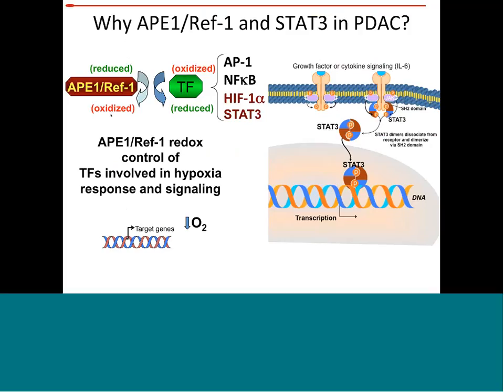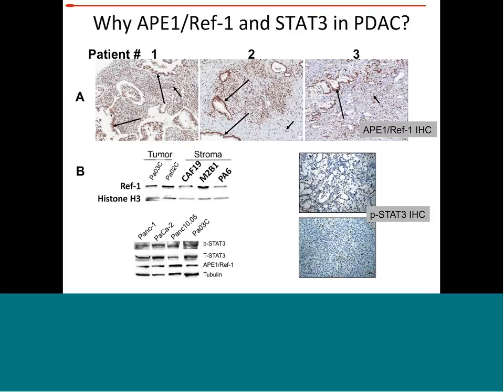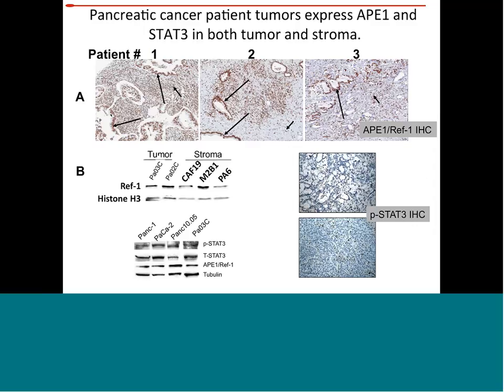Okay, so here's just a reminder of the different transcription factors that APE regulates, and STAT3 is the newest one that we've added to the list, and I'm going to show you some of that data today. So here is some of the staining, looking at pancreatic cancer patients from University Hospital here at IU, and you can see the large arrows point to the APE staining in the tumor cells, and the small arrows point to the APE staining in the stroma on that top panel.